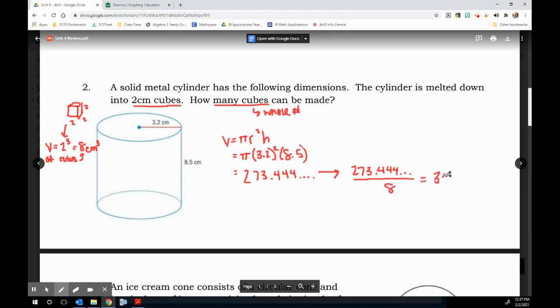And doing that, I get 34.180. But remember, we want whole number of cubes. How many whole cubes can we make from this? We can make 34 whole cubes.